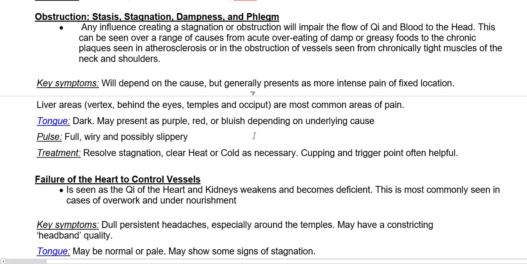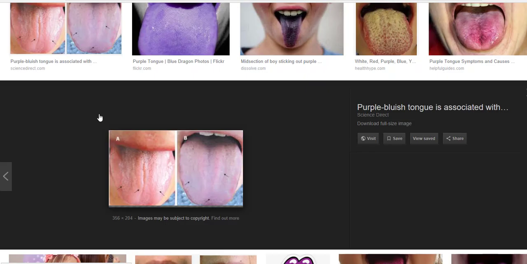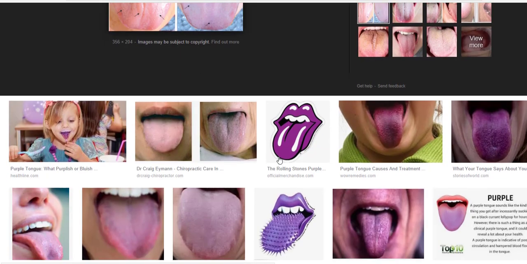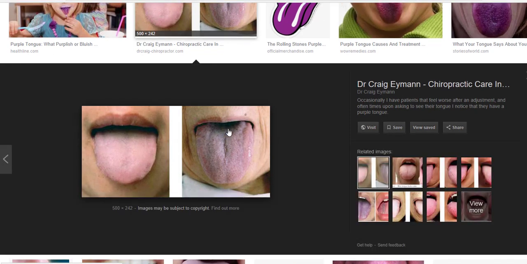Dark tongue. Yes, where there is obstruction, expect to find a dark tongue. Let's see if we can pull one up here. That was our pale tongue. There, oh yeah, we've seen this picture a couple times now. Dark tongue. There's a great example of a dark tongue. Purplish blue, so this is a little more cold pattern, but that's a dark tongue. So is that. That's quite a dark tongue.